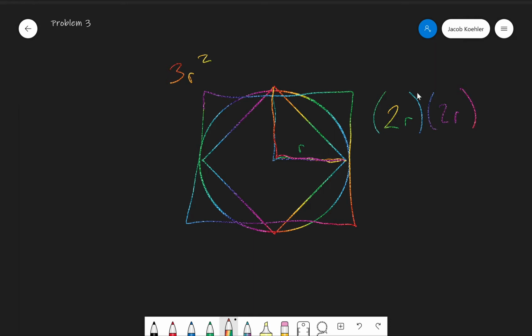We've just got to do a little bit of work to figure out what the area of this inside square is, right? But we can use the Pythagorean theorem, because this is a right triangle. So finding the hypotenuse here, that's going to be r squared plus r squared equals c squared. So 2r squared equals c squared, or c equals the square root of 2r.